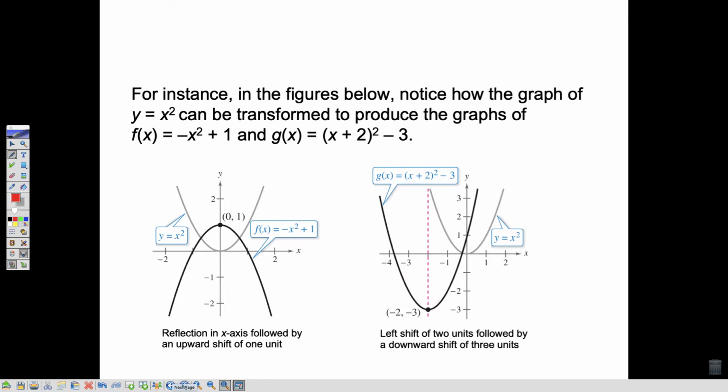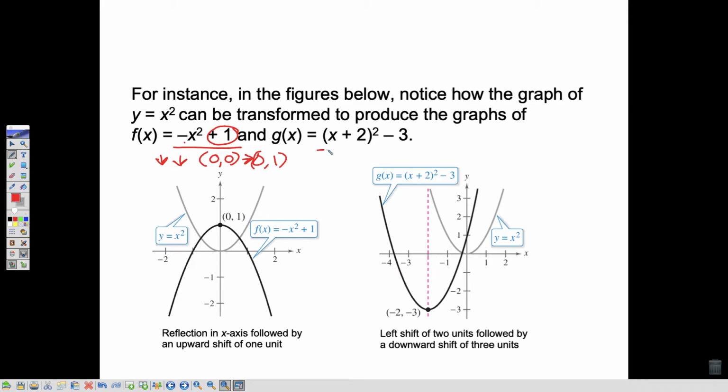Okay, and then for instance, in the figures below, notice how the graph of x squared can move. Now, don't look at the picture, look at this right here. What does this negative tell me? It opens down, right? What's this tell me? It goes up 1 unit. What goes up 1 unit? The vertex. So 0, 0 goes to 0, 1.